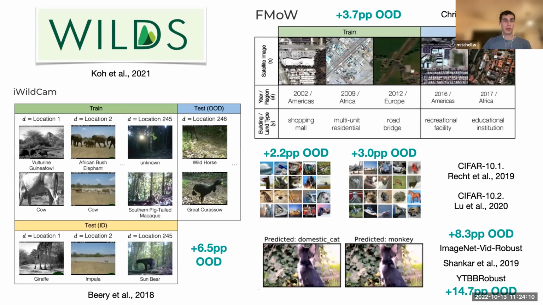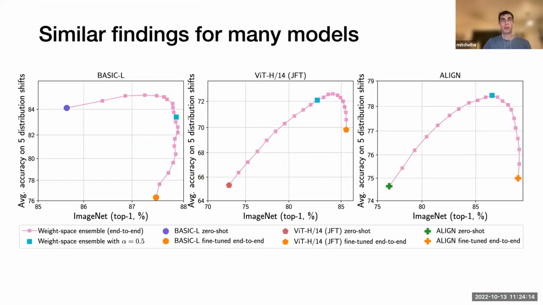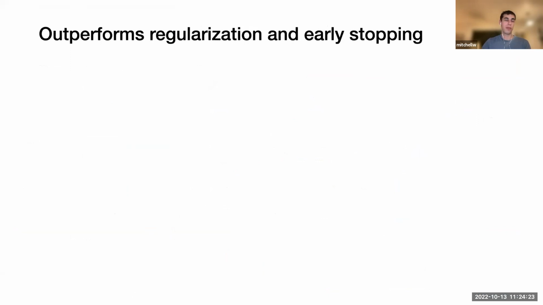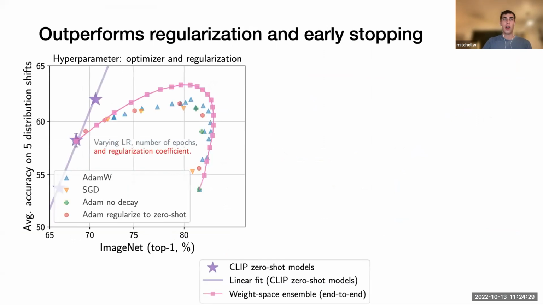We also observe qualitatively similar trends for different models such as BASIC-L, JFT pre-trained models, as well as ALIGN. And we also run a series of baselines, including changing the optimization such that you're actually applying weight decay towards your starting point, your initialization, so L2 regularization towards your initialization, or just in general changing the hyperparameters such as the learning rate and so forth.